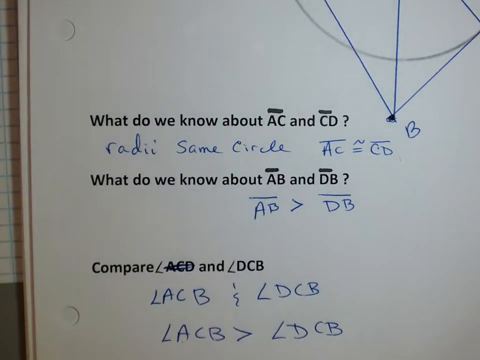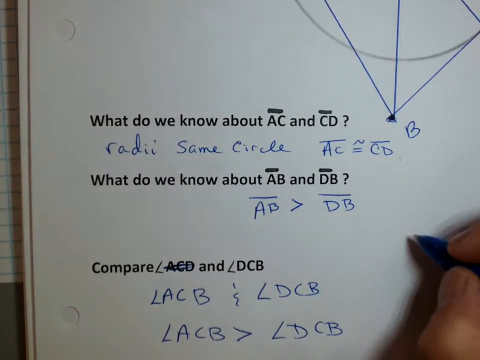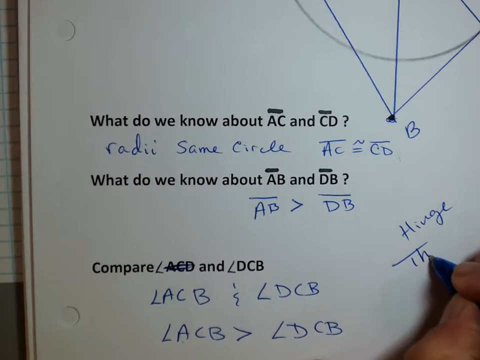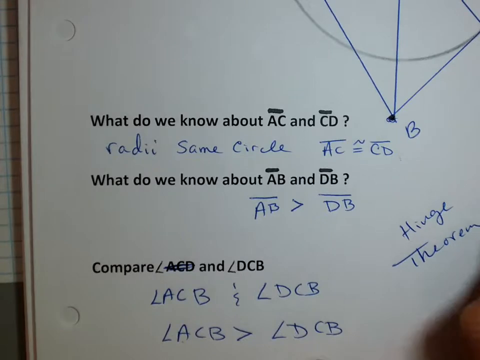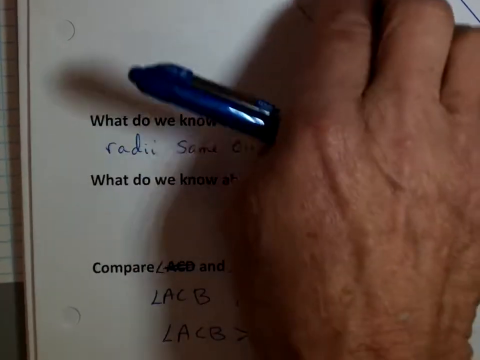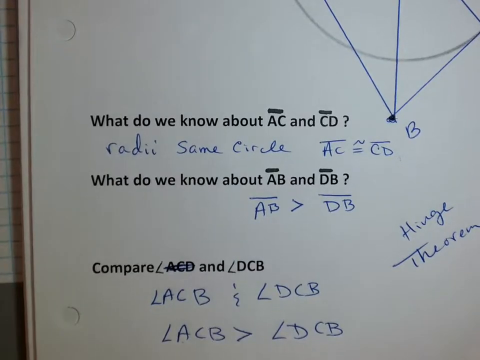Now I call this the hinge theorem. It's really pretty simple. It's like a hinge. As it opens up, the bigger the angle, the bigger the side. That's why it's called the hinge theorem. It's pretty simple, isn't it?